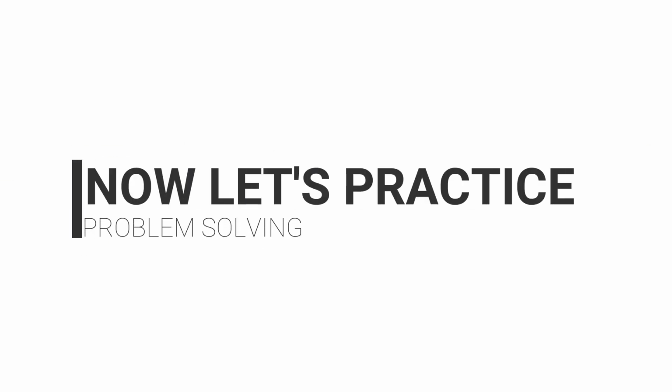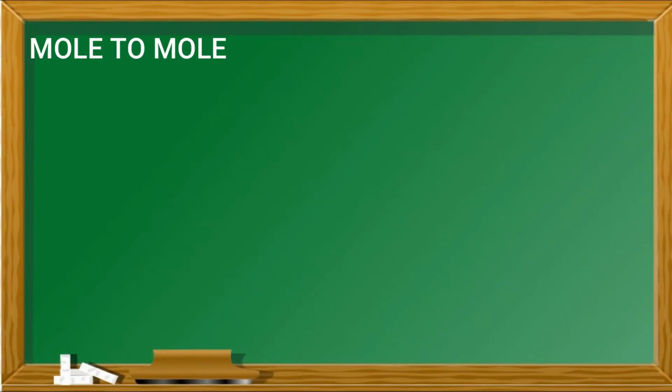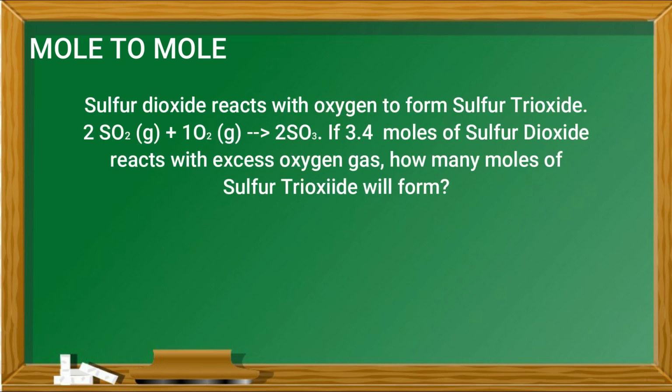Now, let's practice some problems. Mole to mole. Sulfur dioxide reacts with oxygen gas to form sulfur trioxide. We have a given equation: 2 sulfur dioxide reacts with oxygen to form 2 sulfur trioxide. If 3.4 moles of sulfur dioxide reacts with excess oxygen gas, how many moles of sulfur trioxide will form?